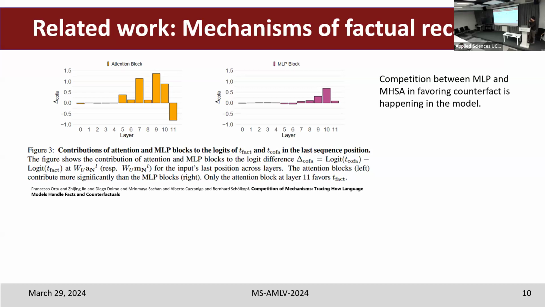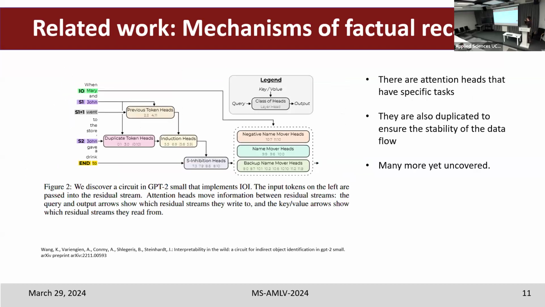And you can see here that attention blocks contribute more to promoting the counterfactual token to be generated. I would say even more: they are not only contributing more. There are also a lot of specific tasks learned by the attention heads to do this factual recall and generate the output. Those are called name mover heads, S-inhibition heads, induction heads, etc. If you are interested, there is also a reference paper to read more about those tasks. But the interesting thing there is that they are also duplicated. So when one attention head fails in its role, there are duplicates to step up and do the actual job. And I bet that many more are yet uncovered in large language models.